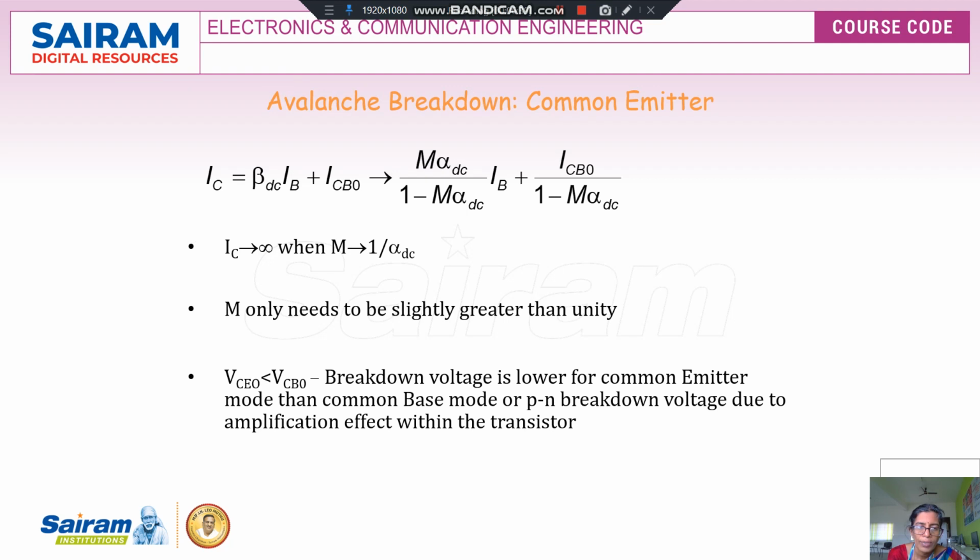So here we can see that VCEO will be less than VCBO. That is, the breakdown voltage is lower for common emitter mode than the common base mode. The common base is the same as the PN junction breakdown, but in the common emitter, this plays a major role. The amplification factor is given as M. M is nothing but 1 by alpha, where alpha is the current gain.